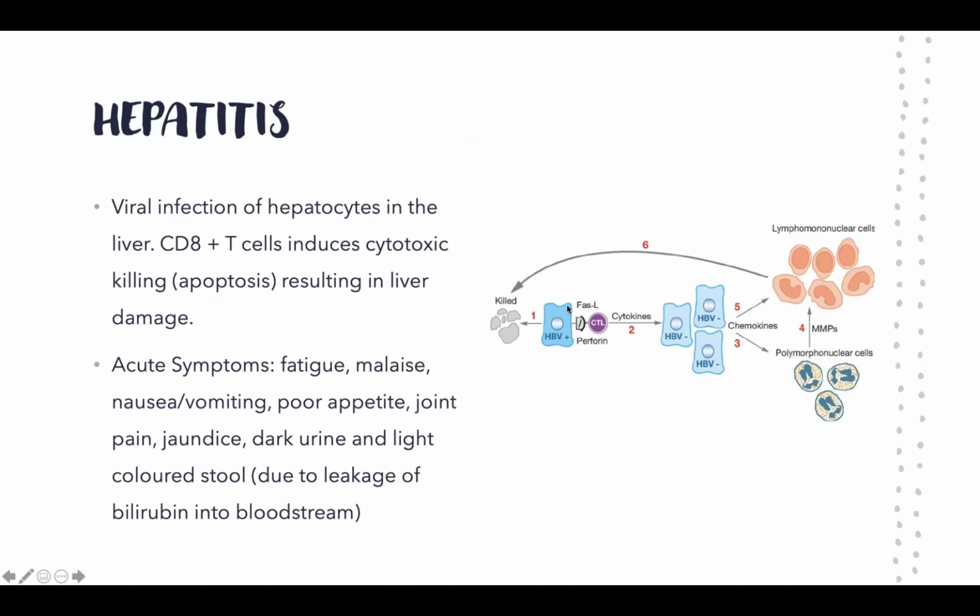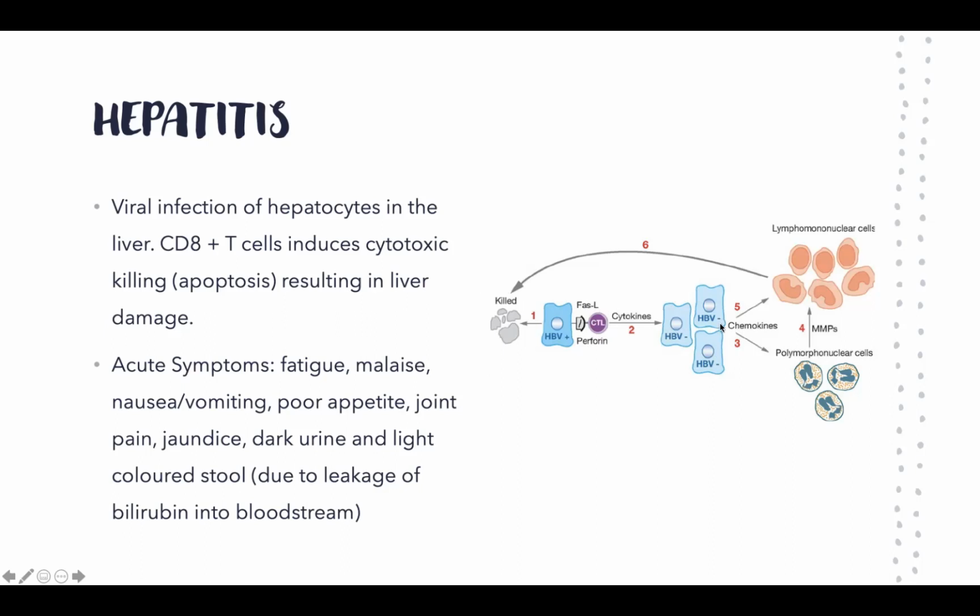So here in the diagram, we've got an infected hepatitis B hepatocyte, and our immune cell has recognized this, and through these two pathways, the Fas ligand and the perforin, it induces killing of the cell. And also there are cytokines released, which suppress the reproduction of this virus.